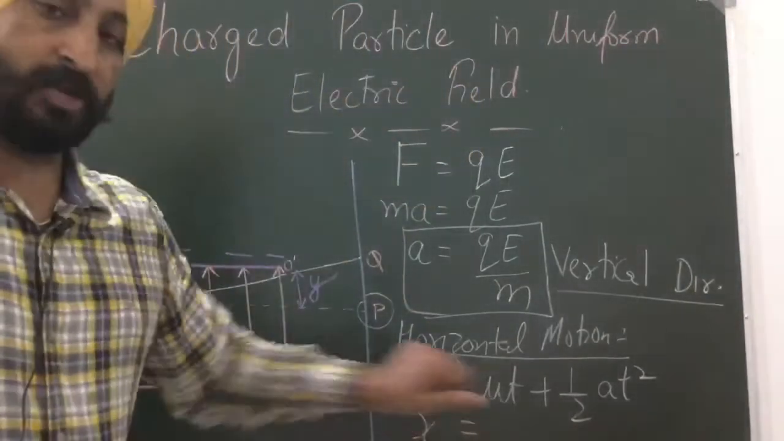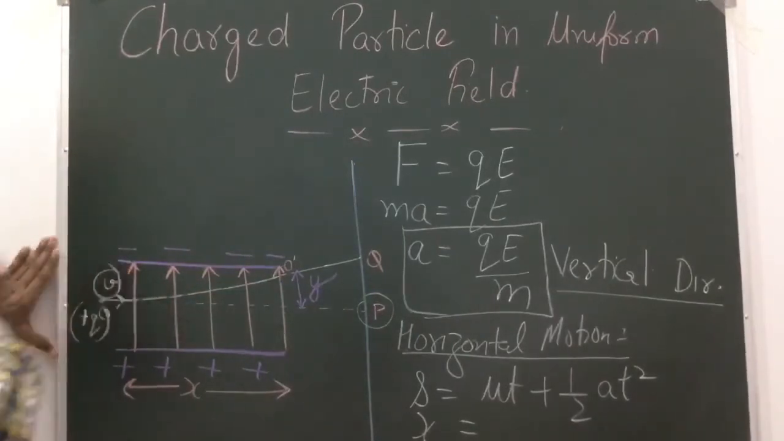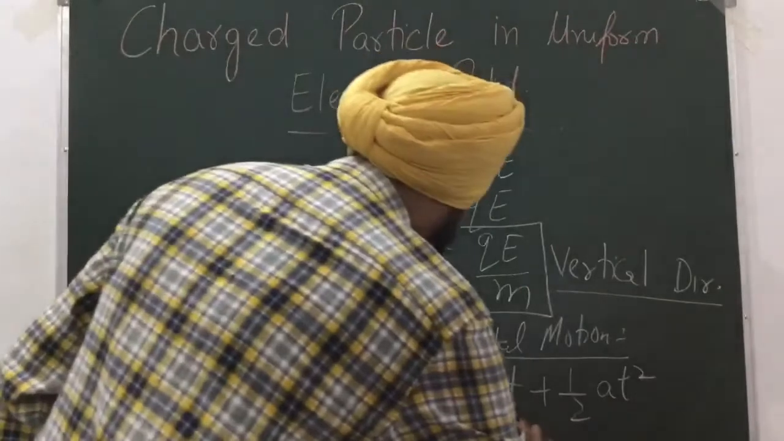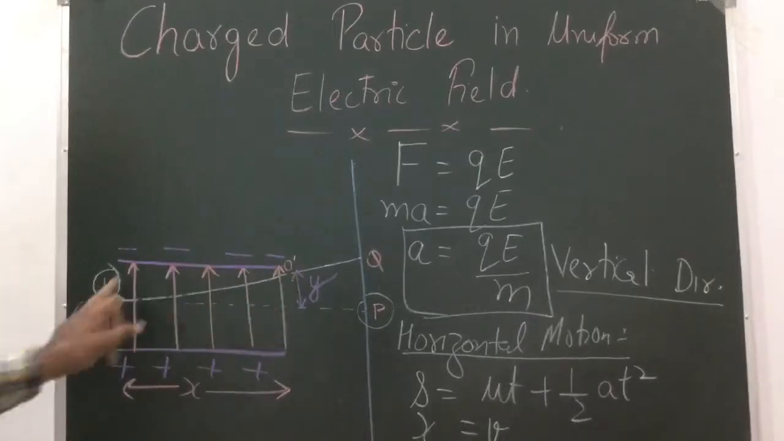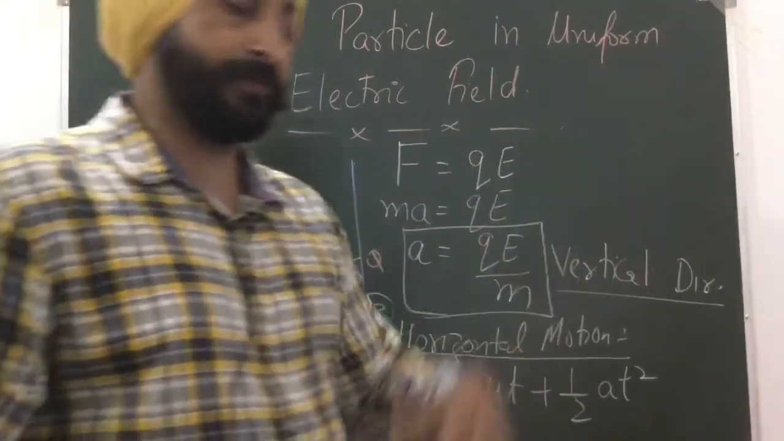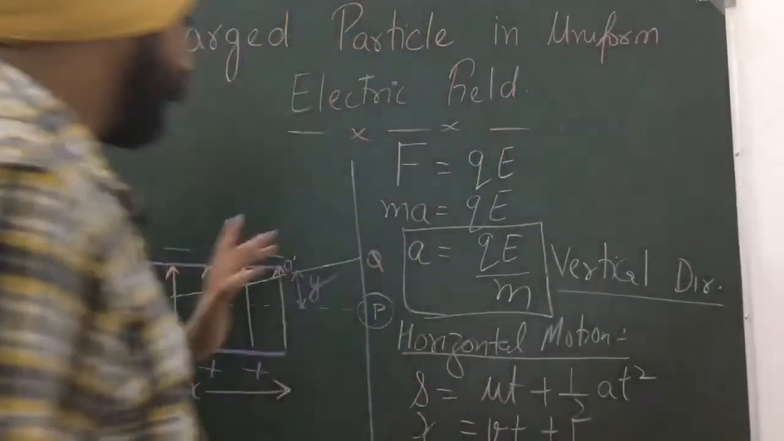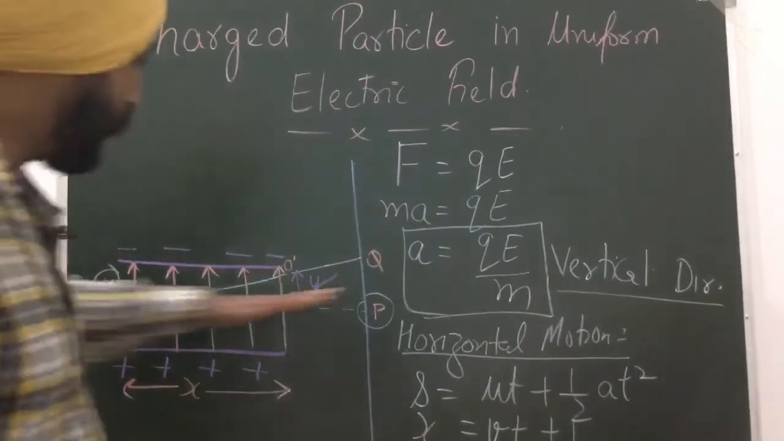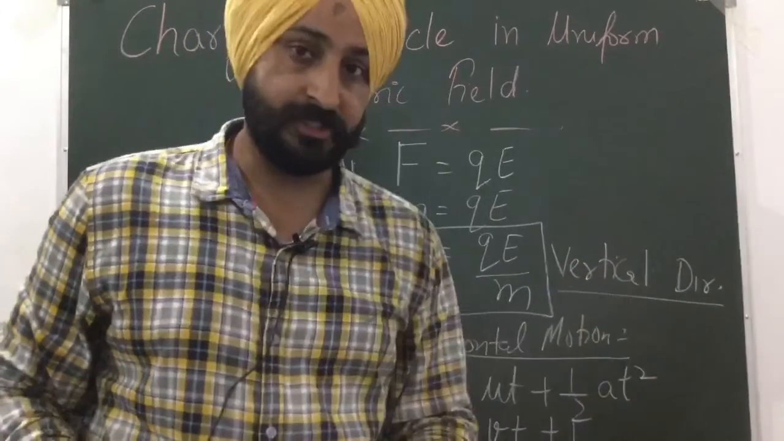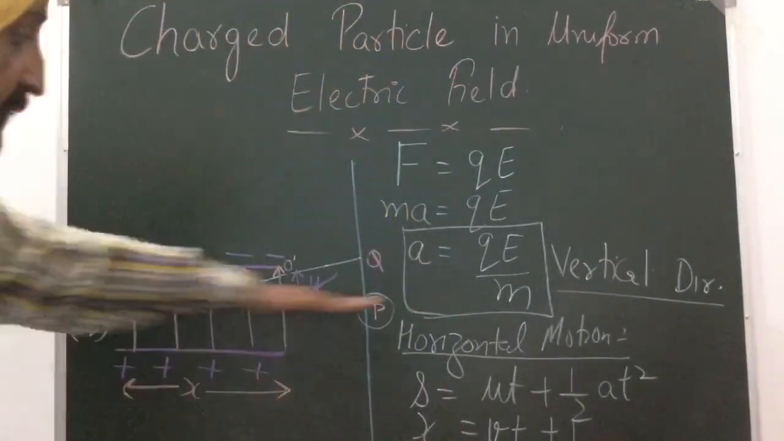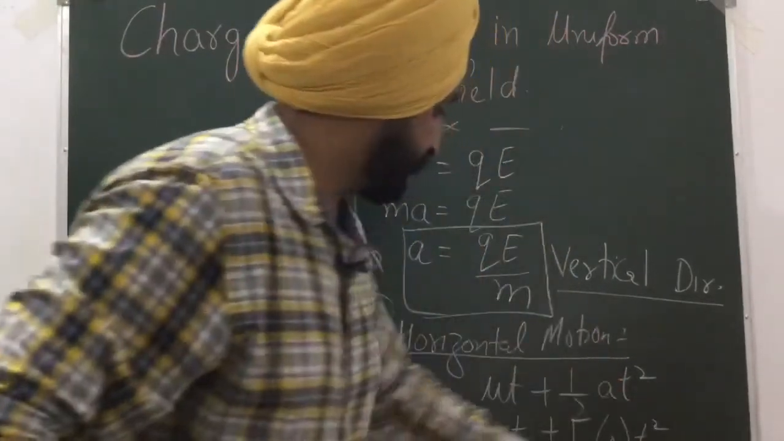What is the initial velocity in horizontal direction? Initial velocity in horizontal direction is v. We have taken its initial velocity as v, so I would be putting v over here. Let the time taken by that charged particle to traverse this electric field be t, plus half into acceleration. Now in horizontal direction there is no acceleration. This acceleration is there in the vertical direction. So I would take 0 over here into t square. That will make this entire term equal to 0.